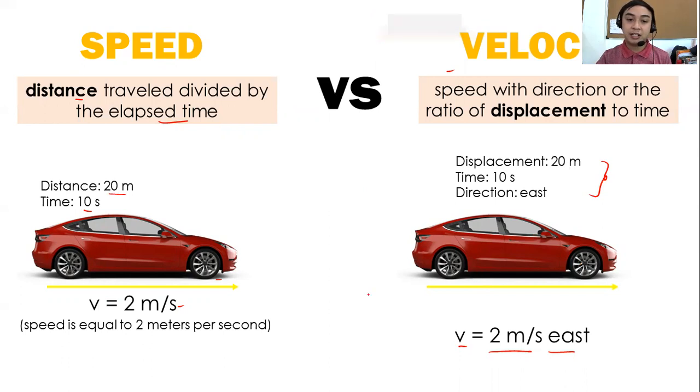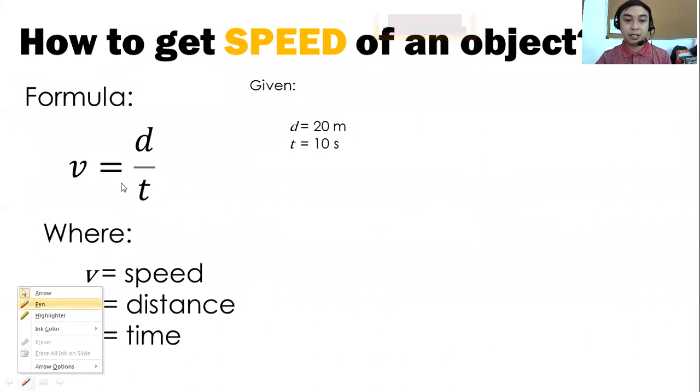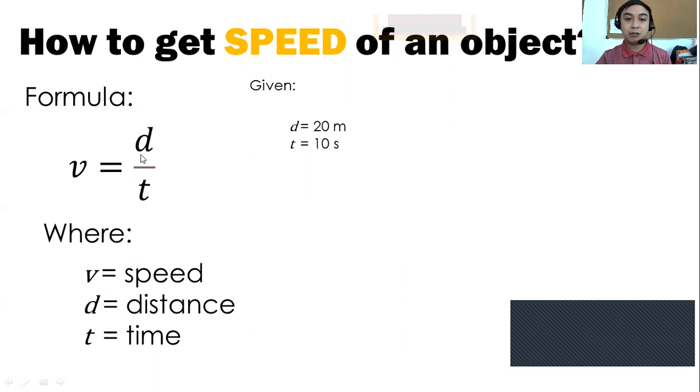Okay, try to look at the difference right now. The speed doesn't have direction, but the velocity has. V right here can be read as speed. So as here, the V here can be read as velocity. Now, how to get speed and velocity so that we can express them correctly. In order for you to get speed, we need to use a formula. The formula for speed is V is equal to D over T, wherein V is the speed, D is the distance, and T is the time.